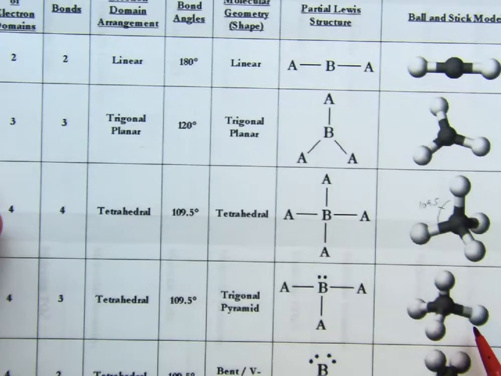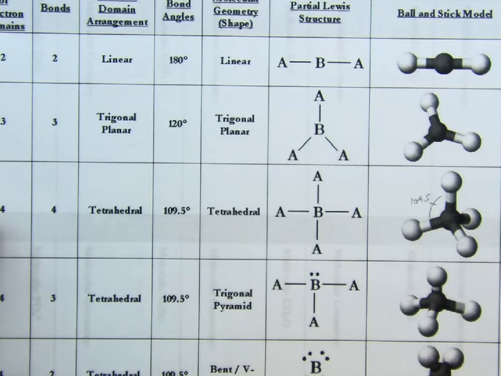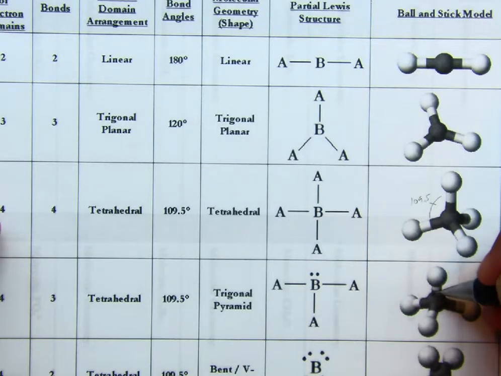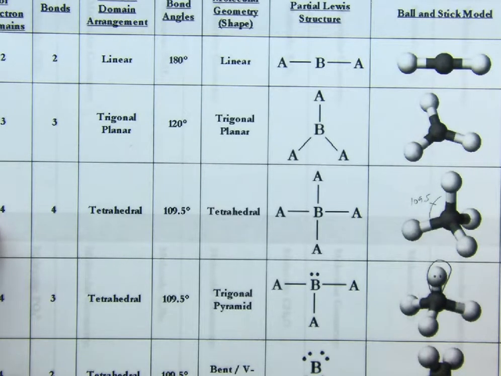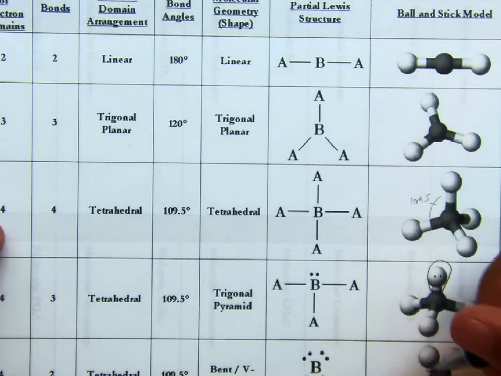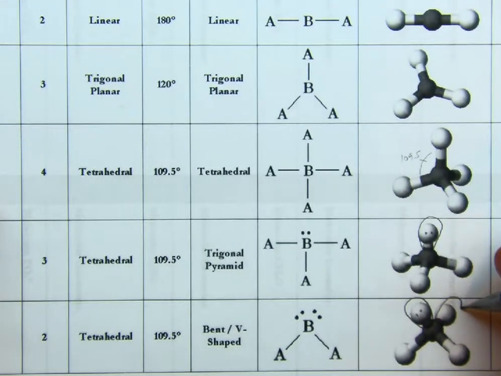And in this one, this right here, it's actually not really a bond. This is just a lone pair. It's also represented using a paddle that kind of looks like that. And same thing here. These are not bonds. These are just lone pairs of electrons.